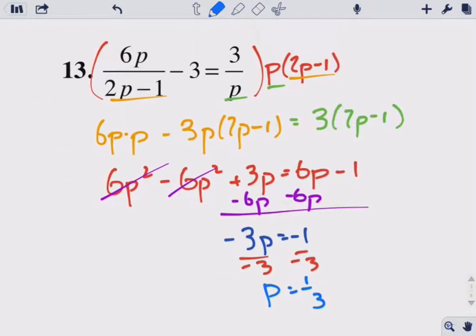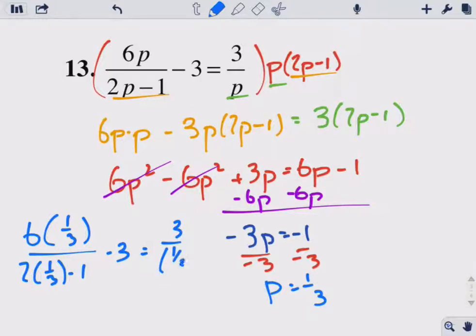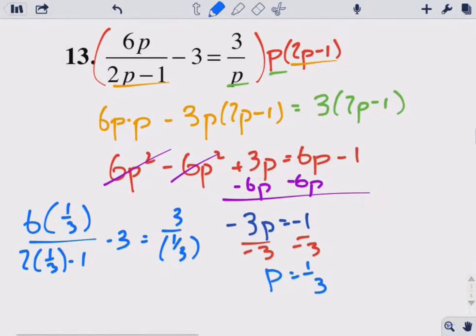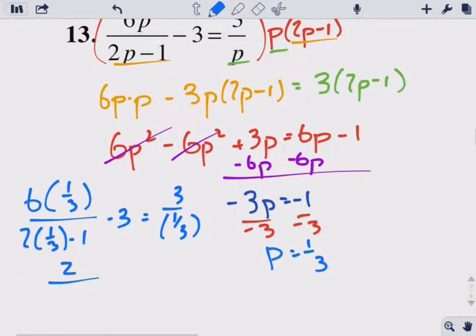Okay, so let's check that. 6 times 1/3 over 2 times 1/3 minus 1, minus 3. Does that equal 3 over 1/3? On the left side I get 2 over 2/3 minus 1, or negative 1/3, minus 3. The right side is equal to 9. There are 3 thirds in 1, so there are 9 thirds in 3. So 1/3 goes into 3 9 times.